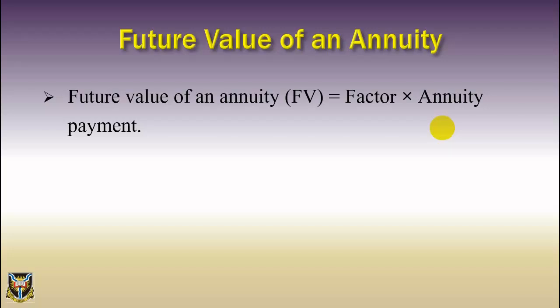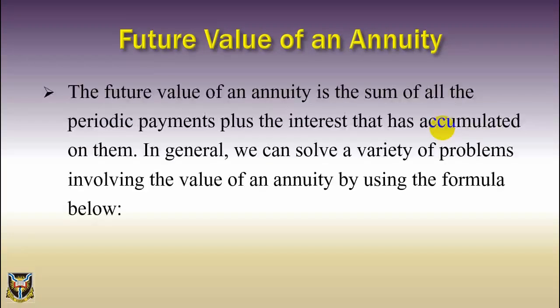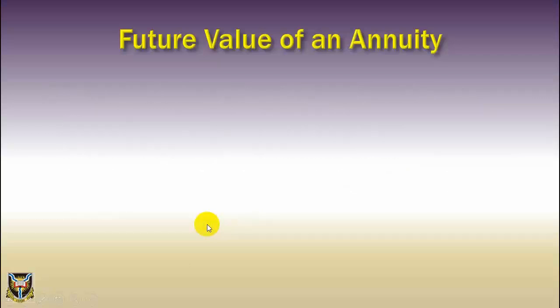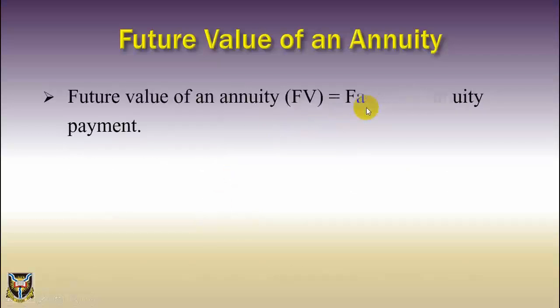Content. A. Future value of an annuity. The future value of an annuity is the sum of all the periodic payments plus the interest that has accumulated on them. In general, we can solve a variety of problems involving the value of an annuity by using the formula below. Future value of an annuity, FV, is equal to factor times annuity payment.